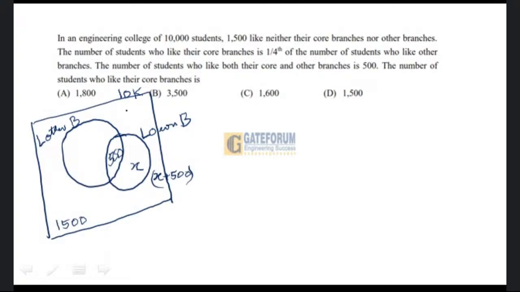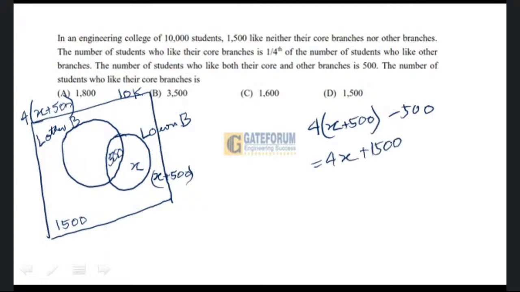So X plus 500 students are students who like their core branch, but own branch. And X is the student who only like their core branch. 500 is the student who like their core branch and also other branches. I hope you understood that. Now, as per the problem, the number of students who like their core branches is 1/4 of the number of students who like other branches. So the number of students who like other branches must be 4 into X plus 500. That means this whole circle. So the number of students who only like other branches is 4 into X plus 500 minus 500, that is 4x plus 1500. So this is 4x plus 1500, right?